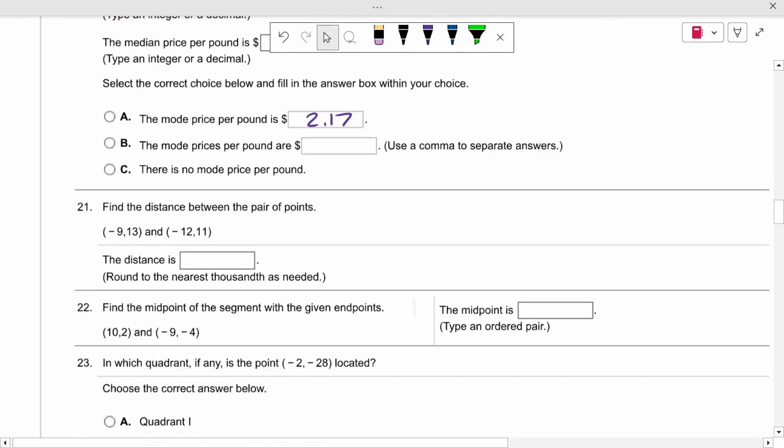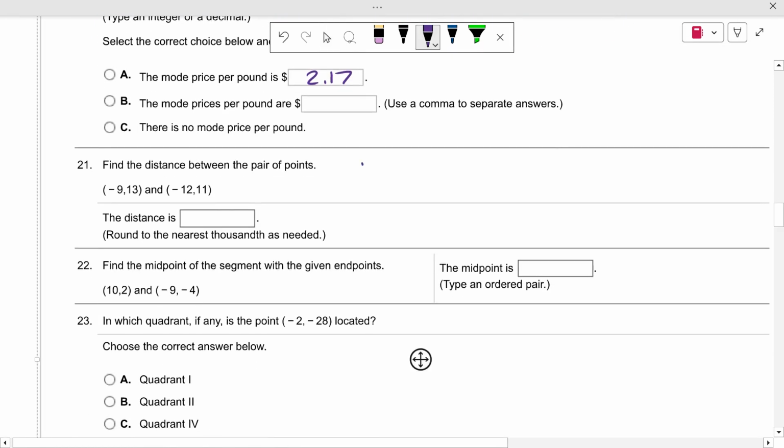Okay, mean, median, mode. So the distance is the square root of x2 minus x1 squared plus y2 minus y1 squared. The distance formula is on the board, Tiana. Pay attention. So the distance formula is on the board on the left-hand side.